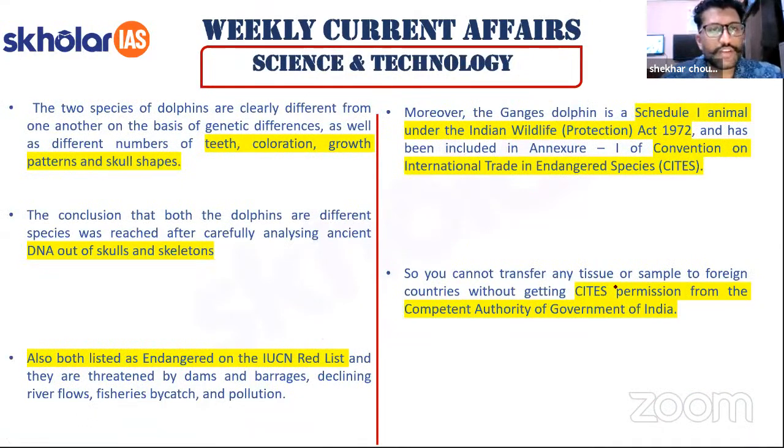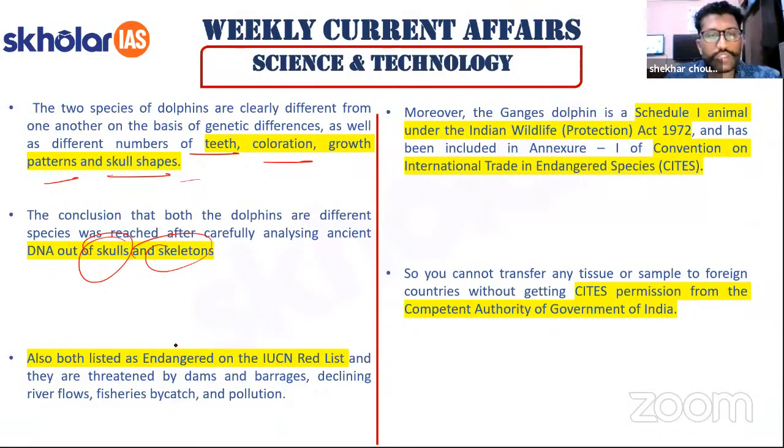So the two species of dolphin are clearly different from one another on the basis of genetic differentiation. These include teeth, coloration, growth pattern, and skull shapes. The conclusion that both dolphins are different species was reached carefully after scientists studied the skulls and skeleton. Whenever these dolphins would have died, scientists worked on many aspects of them, and they eventually came to the conclusion that these fishes are two different species.